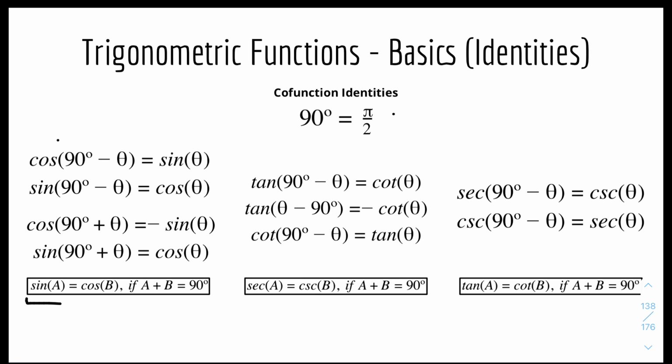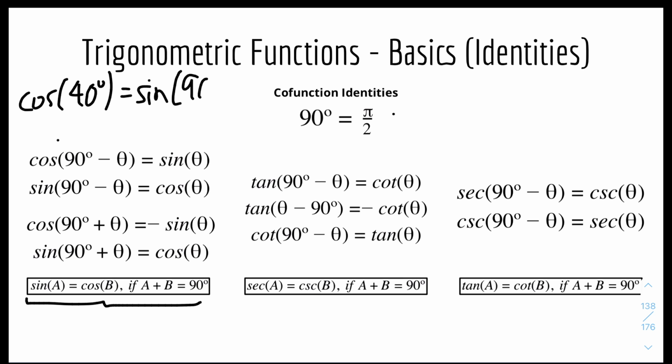Here's a condition: sine A equals cos B if A plus B is equal to 90. So let's say you have cos 40. It will be equal to sine of 90 minus 40 degrees, which is equal to sine 50. You can see how they relate because 40 degrees plus 50 degrees is equal to 90 degrees.